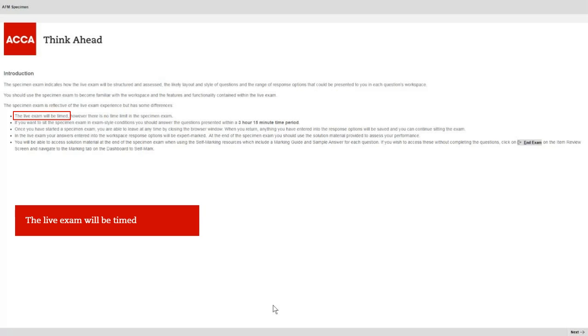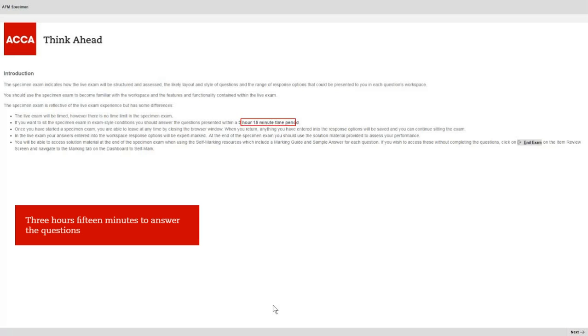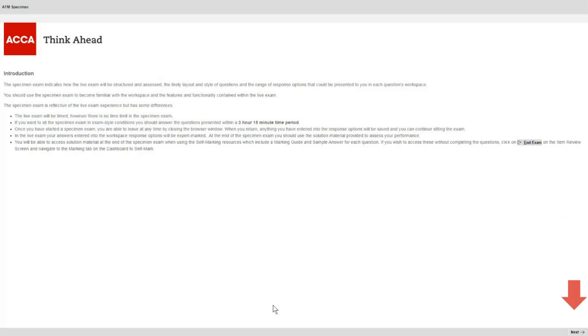First, notice that the live exam will be timed, though the ACCA practice tests aren't, and you'll have 3 hours and 15 minutes in total to answer the questions. Selecting Next will take you to the first screen of the instructions.